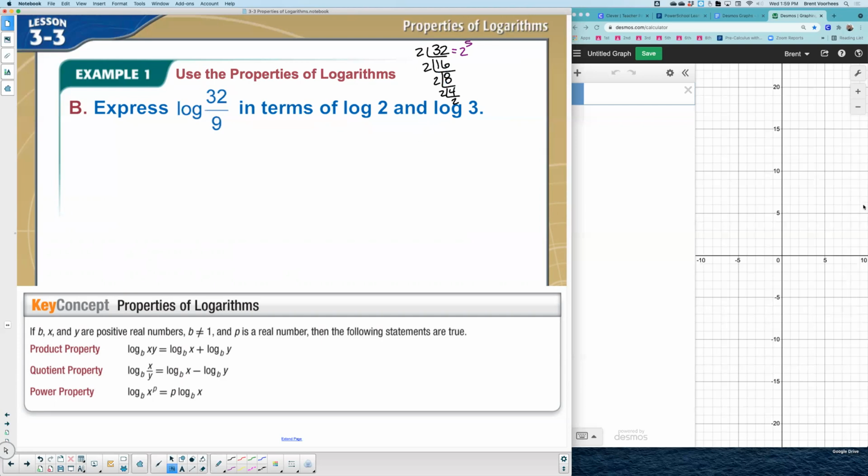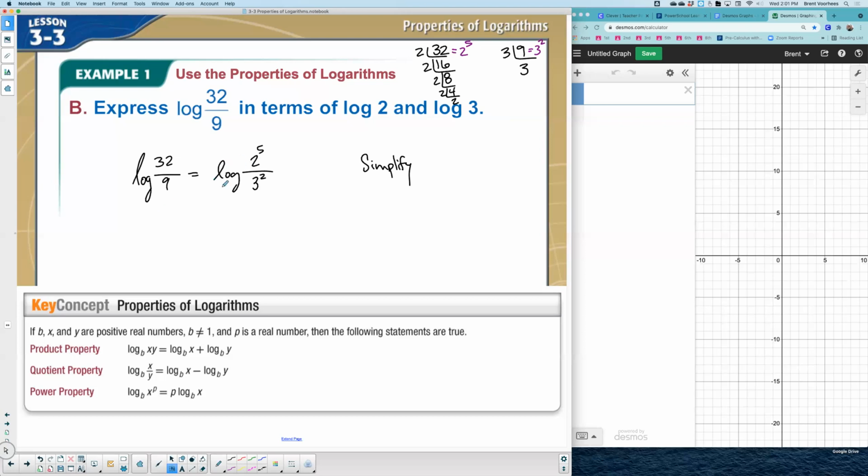Great. And now let's also simplify 9. Can 2 divide into 9? No. What can divide into 9? 3. How many times can 3 divide into 9? 3 times. I'm done. So 9 is the same thing as 3 squared, because there's 2 threes, 3 squared. So the first step here is we will rewrite log of 32 divided by 9 as log of 2 to the 5th power divided by 3 squared. And I will call that simplify. The order on that wouldn't matter, but I just stuck with the same order I did the first problem.